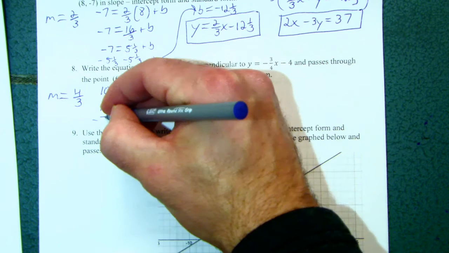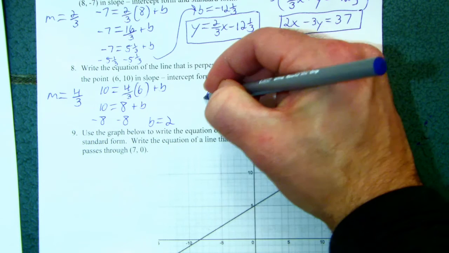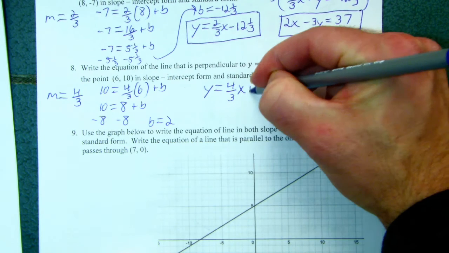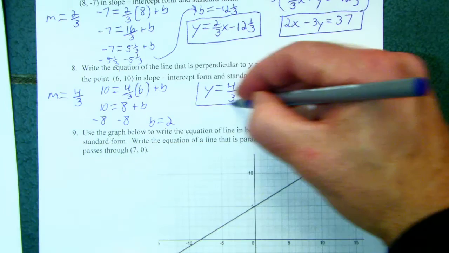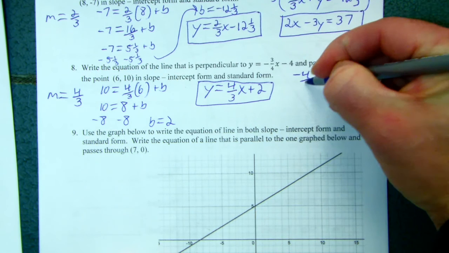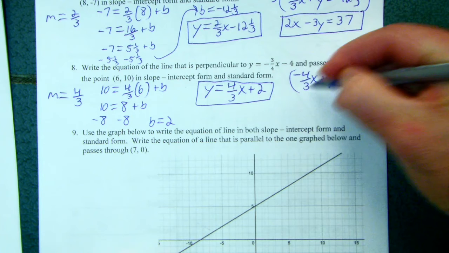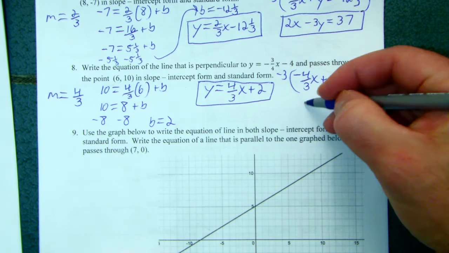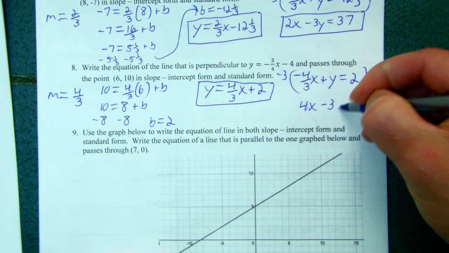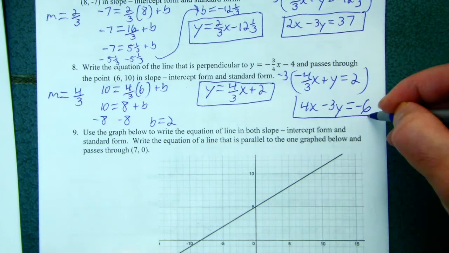This one works out a little bit easier since we got all whole numbers. So b is going to equal 2. So my line that's perpendicular is going to be y equals 4/3 x plus 2. So I have my slope-intercept. Get it into standard. I got to subtract my 4/3 x from both sides. Got to get rid of the fraction, so multiply everything by -3. So we get 4x minus 3y equals -6 for my standard.